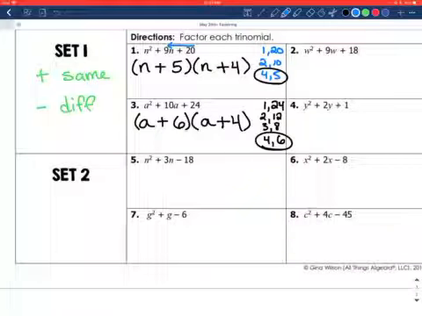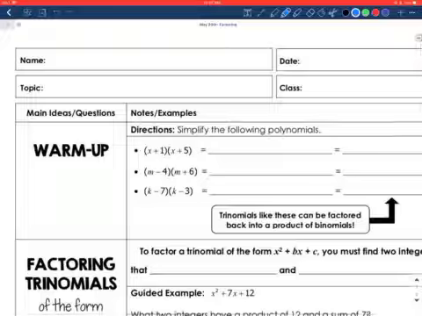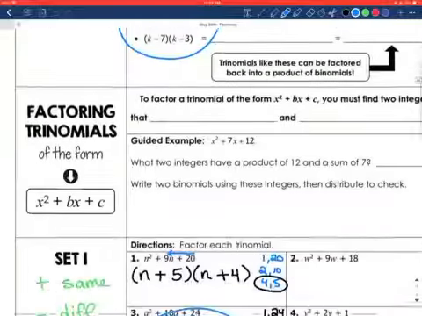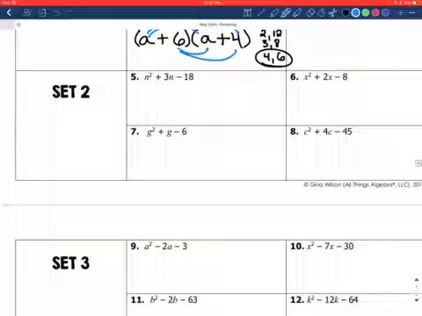Now, that is our final answer, but if you want to check your answers, you can always FOIL and multiply a back out and multiply 6 back out. That's what they were doing up here, and you'll see that we're just going backwards from FOILing here. We are factoring. FOILing is multiplying, and factoring is dividing.